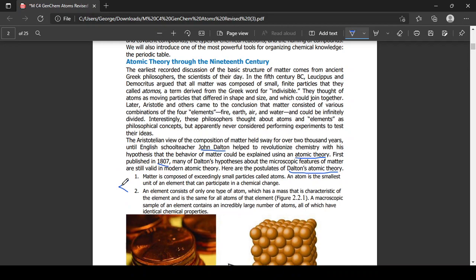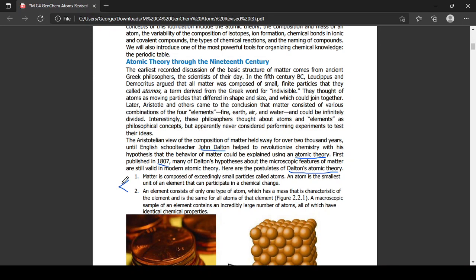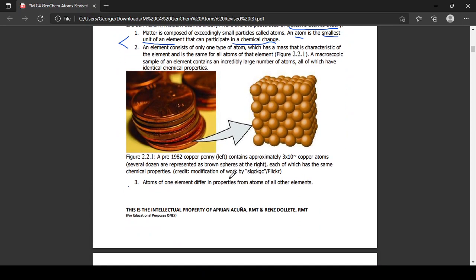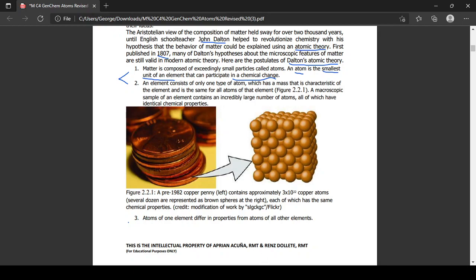First, matter is composed of exceedingly small particles called atoms. An atom is the smallest unit of an element that can participate in any chemical change. Number 2, an element consists of only one type of atom, which has a mass that is characteristic to the element, and it is the same for all atoms of that element. A macroscopic sample of an element contains an incredibly large number of atoms, all of which have identical chemical properties.